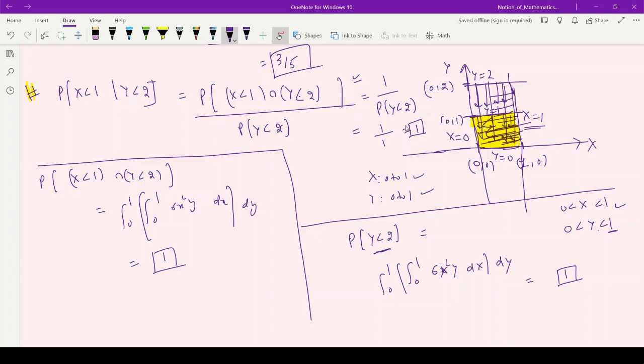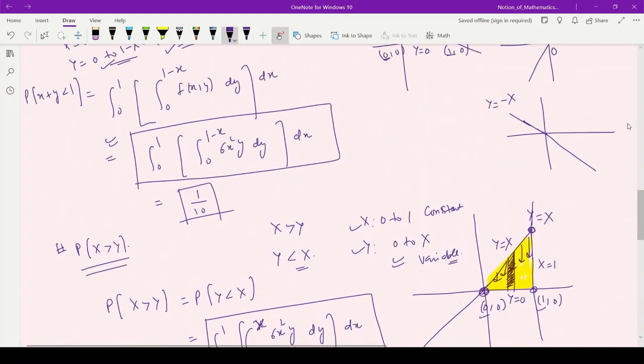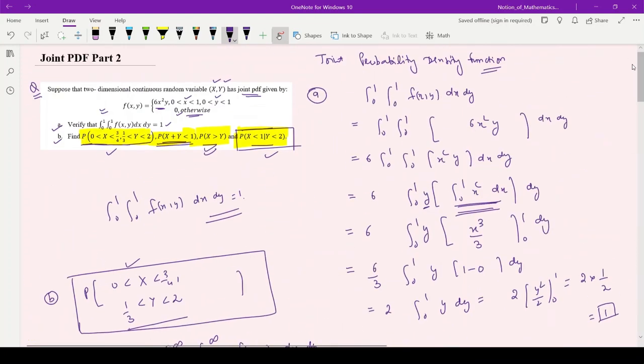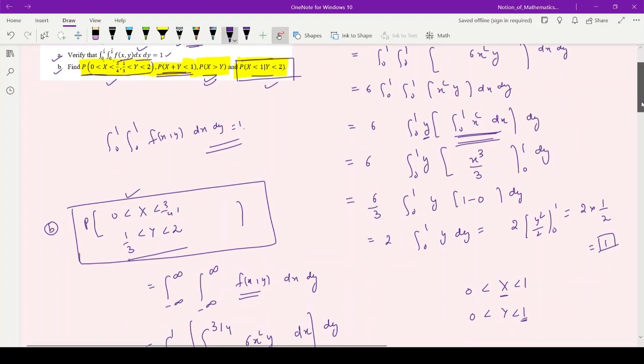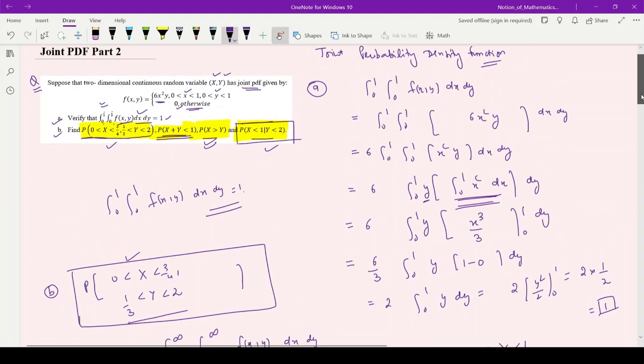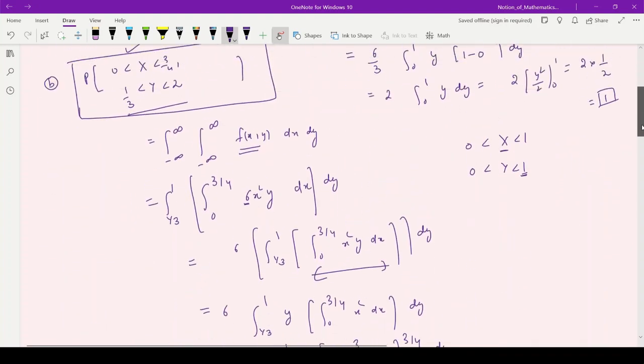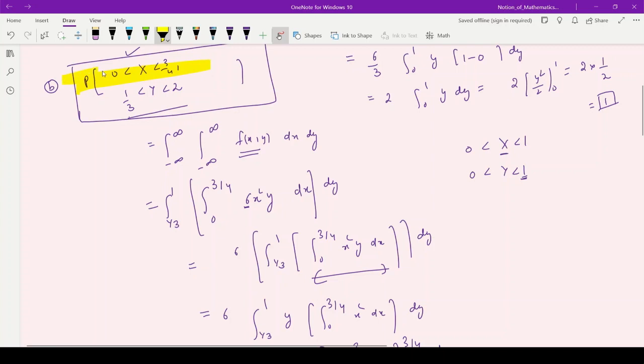So students, this was the last part of this question. Let me recall the topic again. In this particular question, what are the things which I have obtained? Firstly, I proved the condition that the double integral from 0 to 1 of f(x,y) dx dy is equal to 1. I told you how to solve it with the help of double integration. Then I discussed this part of the question for certain limits of x and y and its probability.